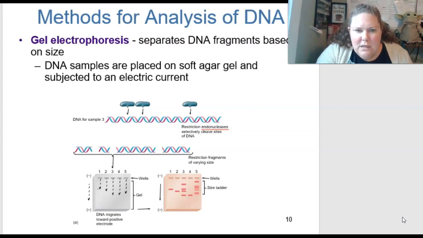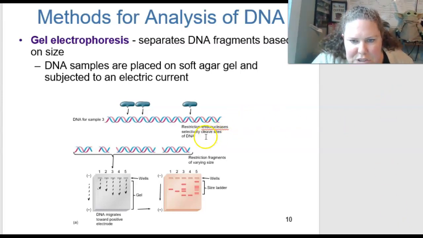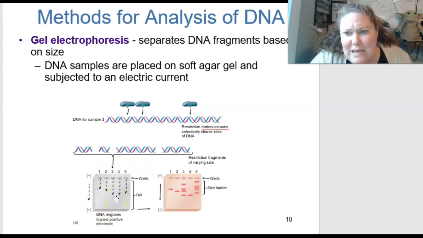Okay, so basically what we're going to be doing is this restriction endonucleases selectively cut the sites of the DNA, and then we have the different fragments. We're going to put them in the agarose gel. We're going to shoot electricity through it, and you can see it's going to go from the negative down to the positive, and we're going to separate those by size.